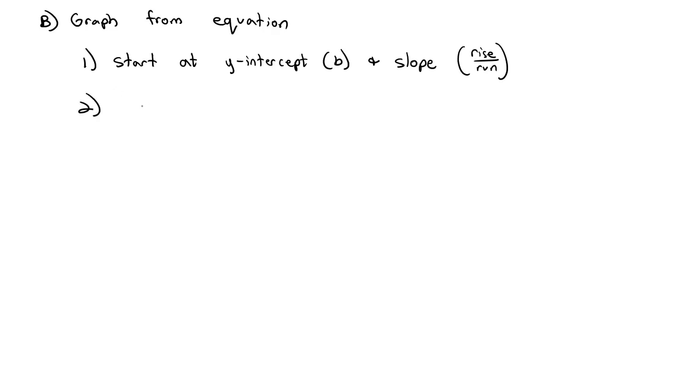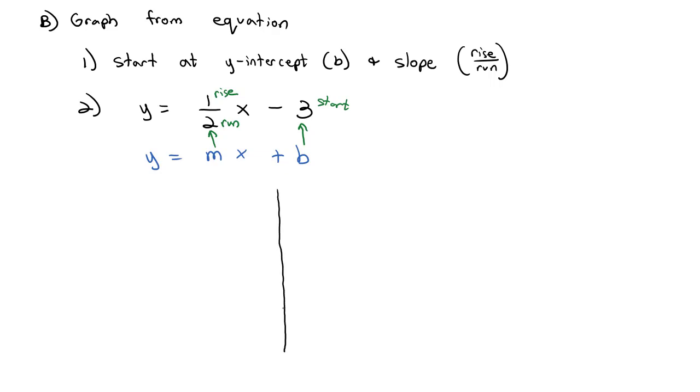So for example, if we've got the equation y equals 1/2 x minus 3. Remembering that y equals mx plus b, I can identify really quickly that 1/2 is my slope. And slope is rise over run. So my rise is a positive 1, the run is a positive 2. B is my start value. That's going to give me everything I need to know in order to graph this equation.